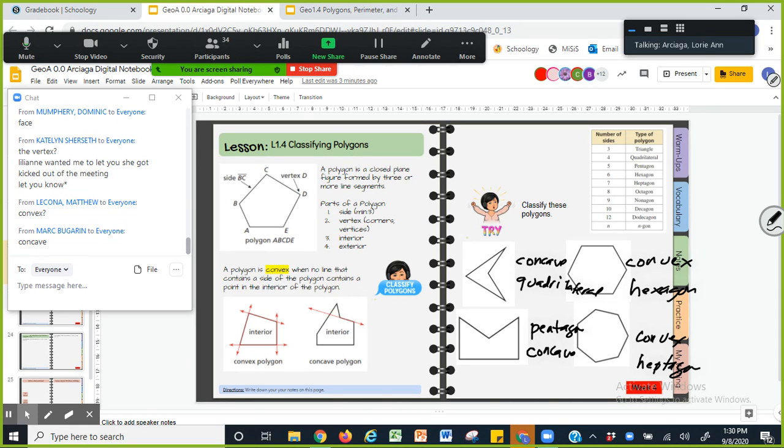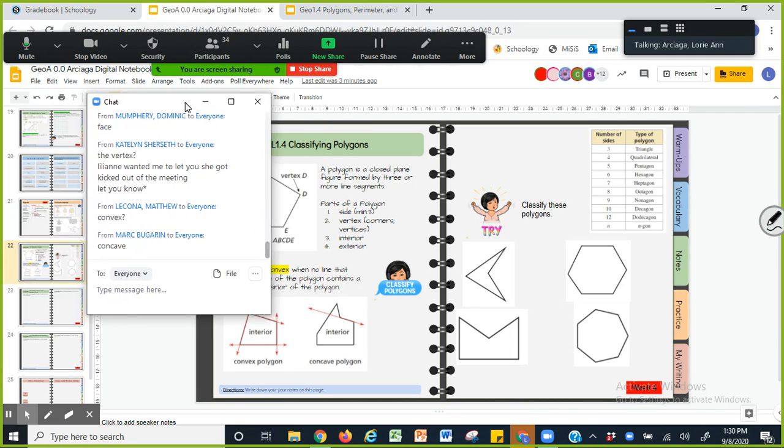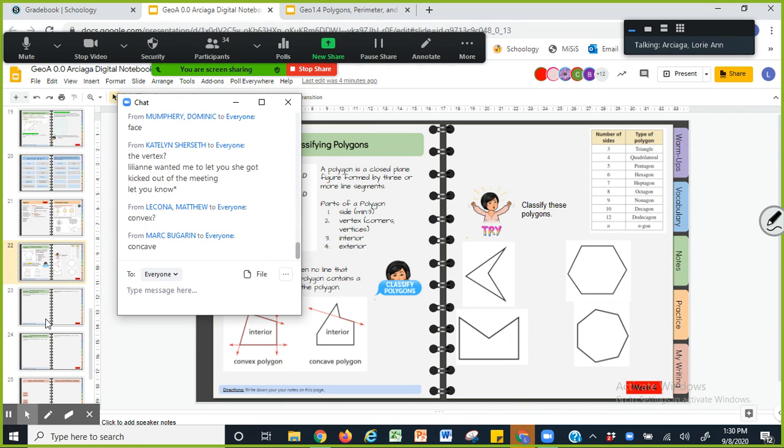Are we good? Is the pace perfect? Nobody got left behind? We're cool. Okay, I'm going to clear the ink. I hope you're able to type those responses in your notebook. Okay, so now let's move on.